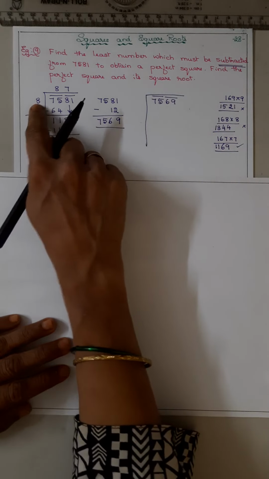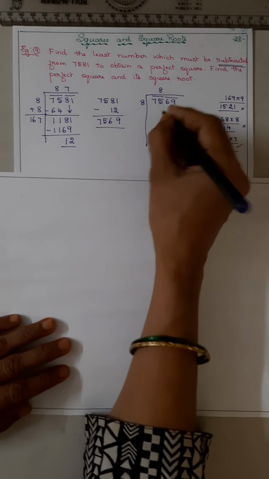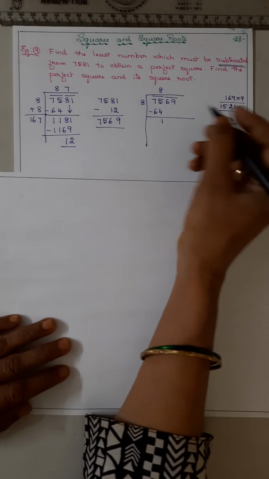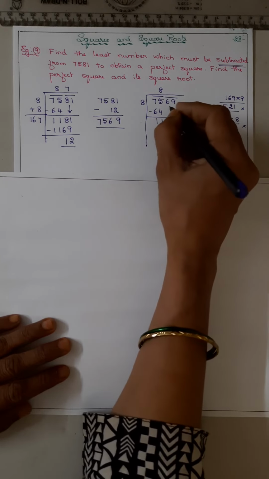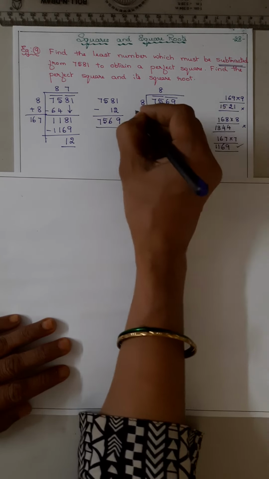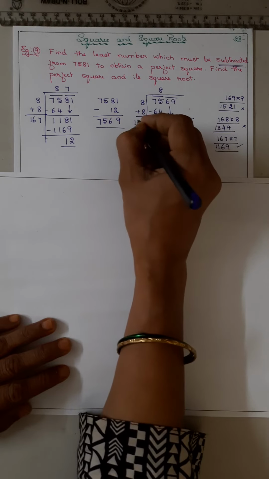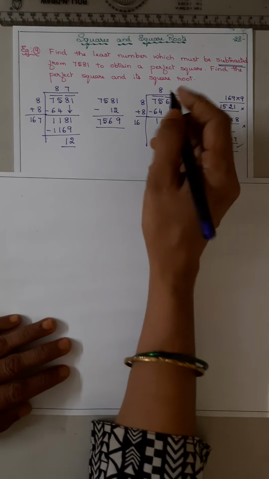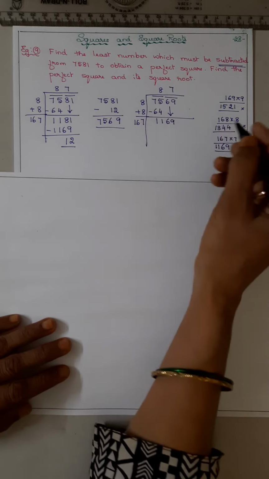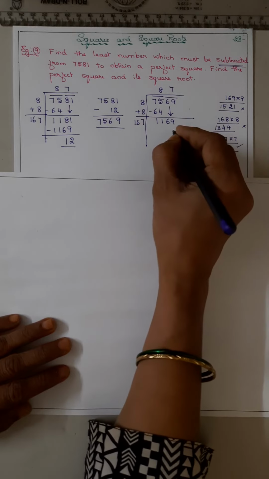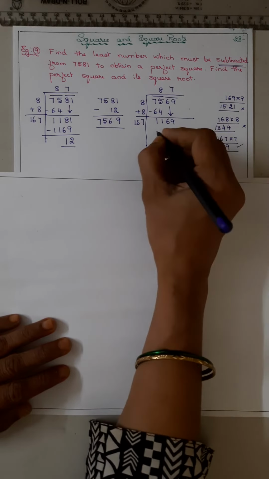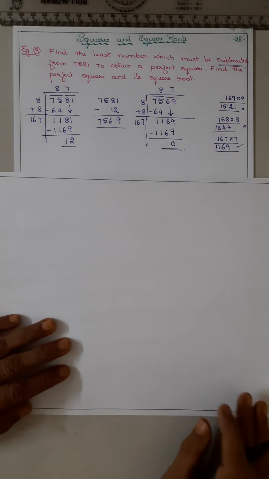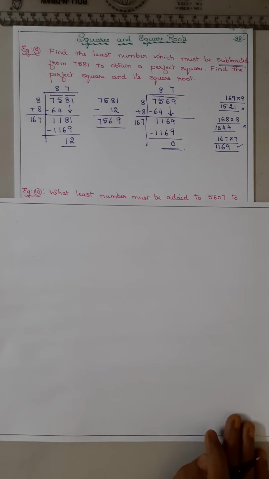Okay, like here only it will be 8 8s are 64. When we subtract, 5 minus 4 is 1, 7 minus 6 is 1. Bring 69 down. Now add 8. You got 16. Now if you put 7, yes. 7 sevens are 49 and 167 into 7 is 1169. Perfect square. You got remainder 0. Now you write the answer.